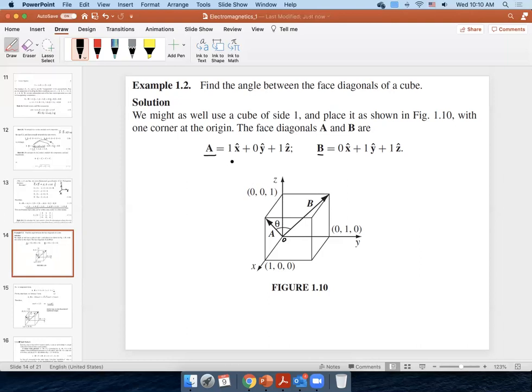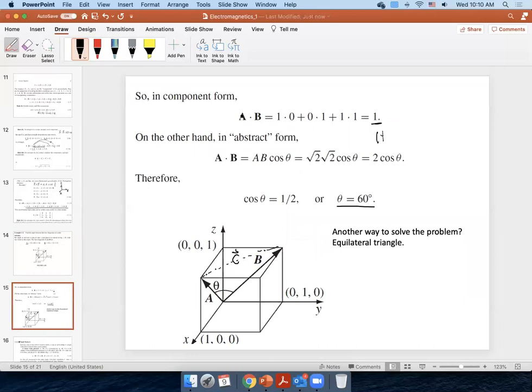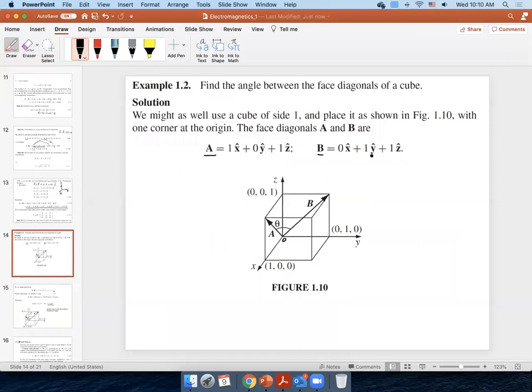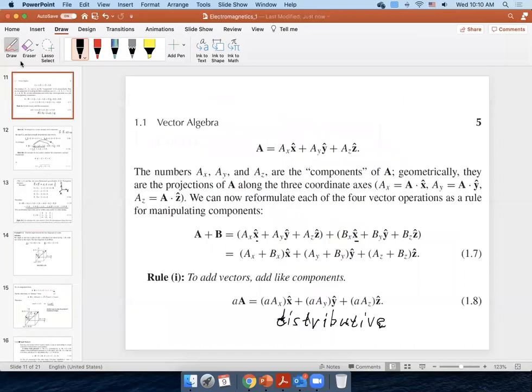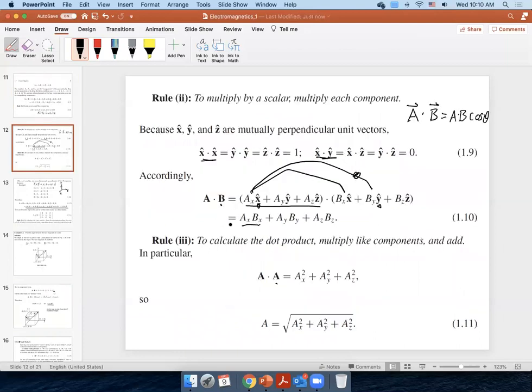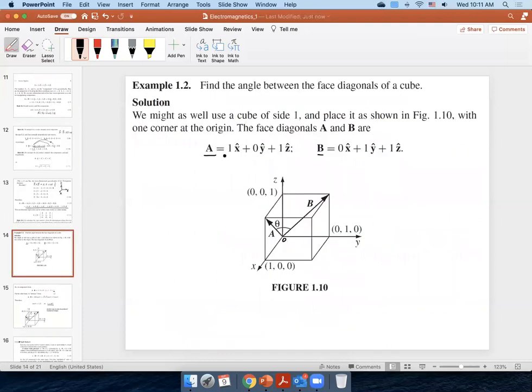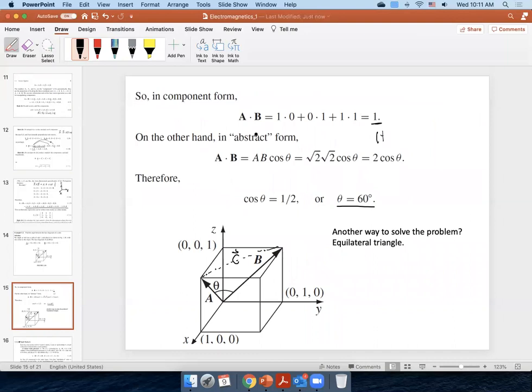Let's do a dot product of A and B. A dot B equals to, here is A and here is B. You can use the dot product rule, which is A dot B equals AX times BX plus AY times BY plus AZ times BZ. So finally, if you use the rule, you will have 1 times 0 plus 0 times 1 plus 1 times 1. Finally, it's 1. So this is the calculation using the component form.